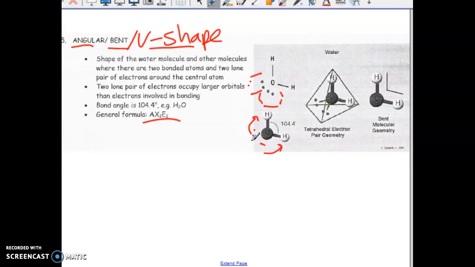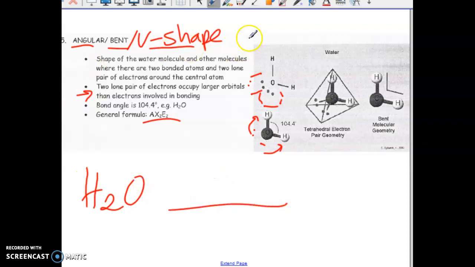Okay, and actually it's mentioned here again. Angular, bent, V-shape, those are all good. You just have to give me one. So for H2O, what's the molecular shape? What's the VSEPR shape? Any one of those.